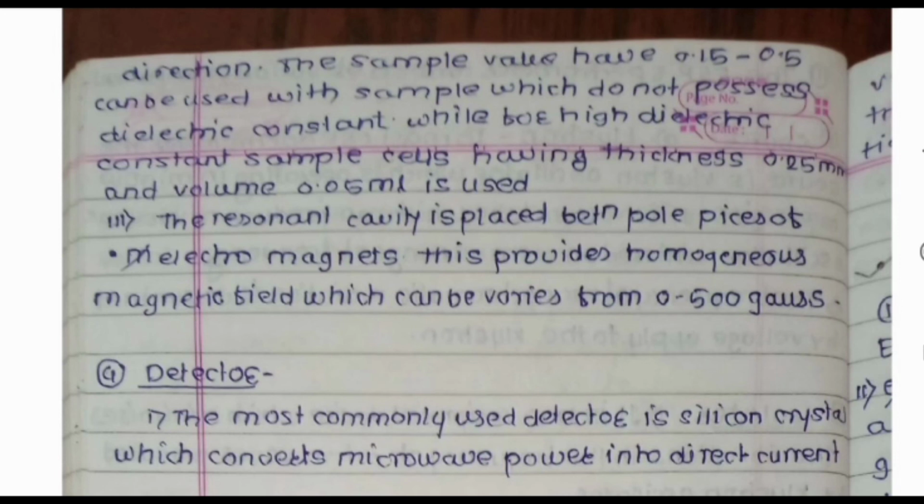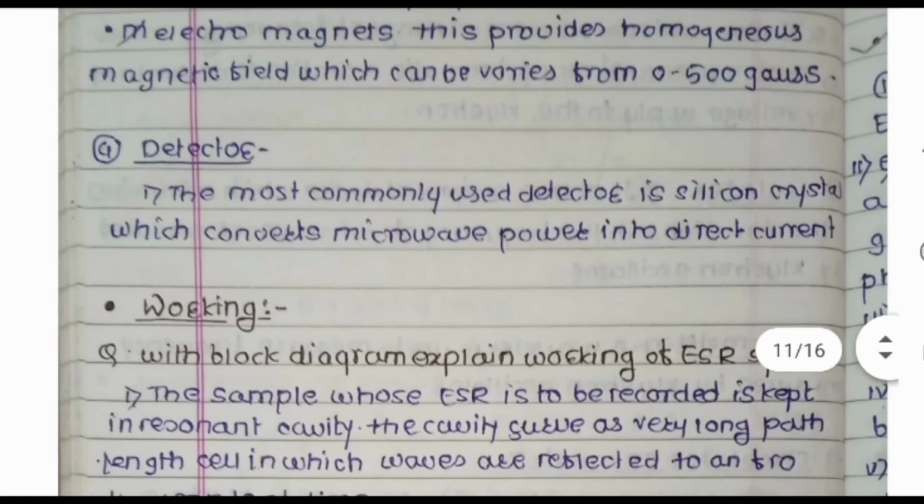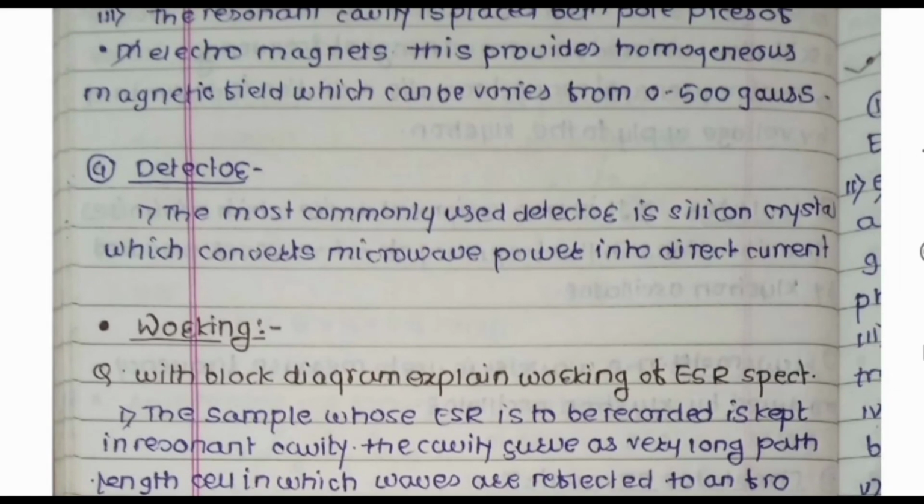Then next is the crystal detector. The most commonly used crystal detector is the silicon crystal detector, which will convert the microwave radiation into DC, that is direct current. So the output is coming in the form of a direct current which will be measured by using the silicon detector.